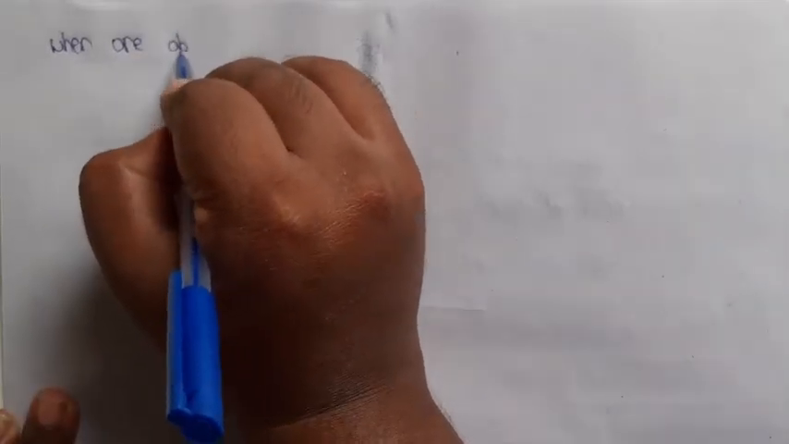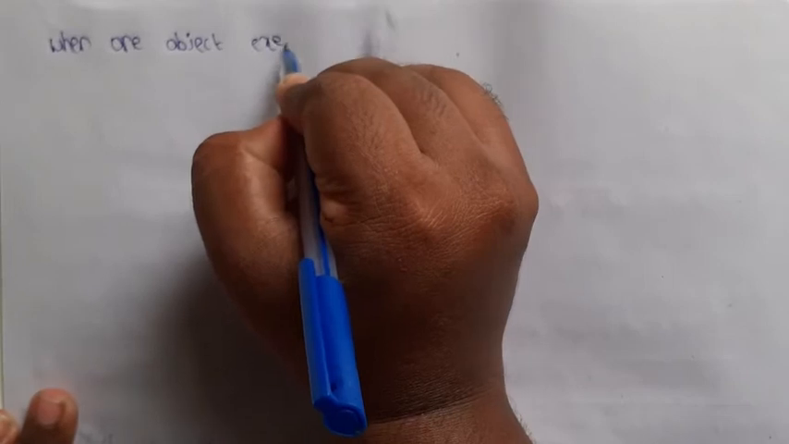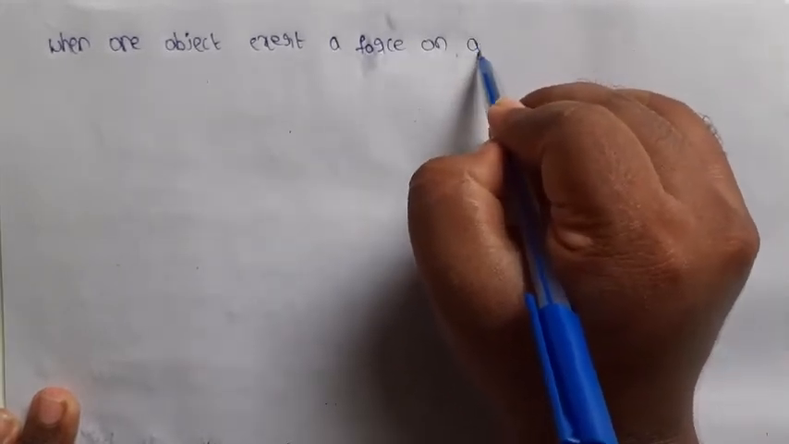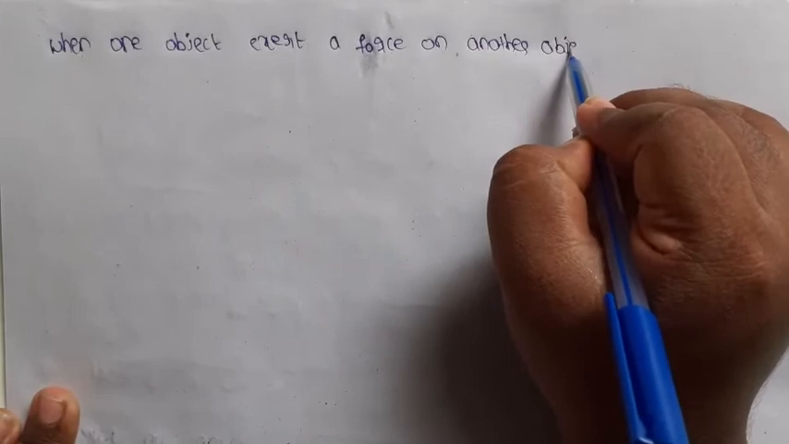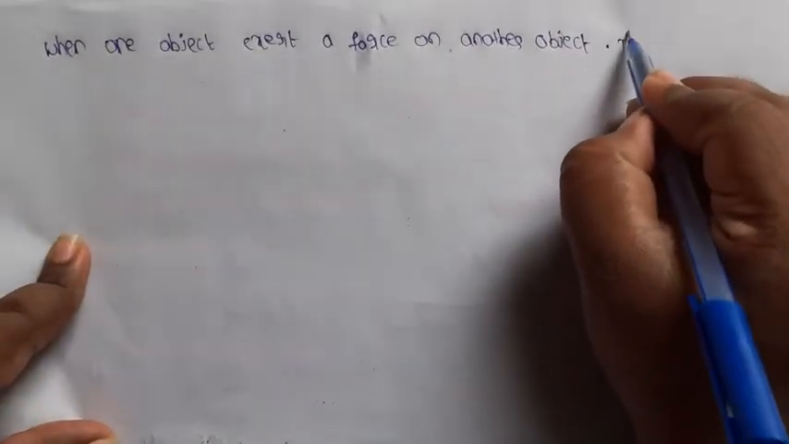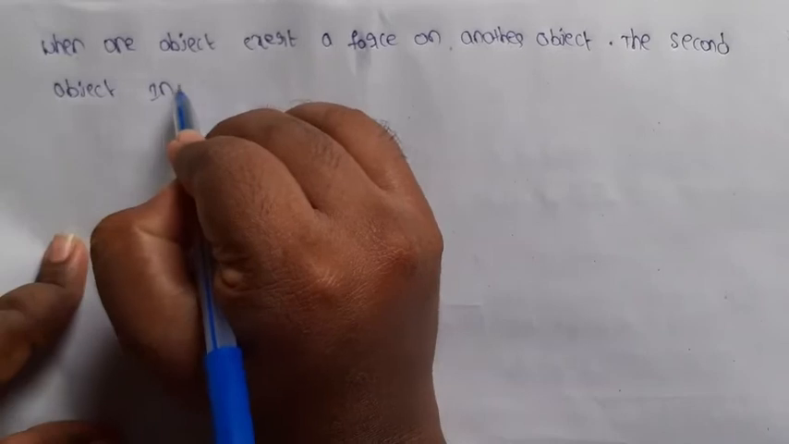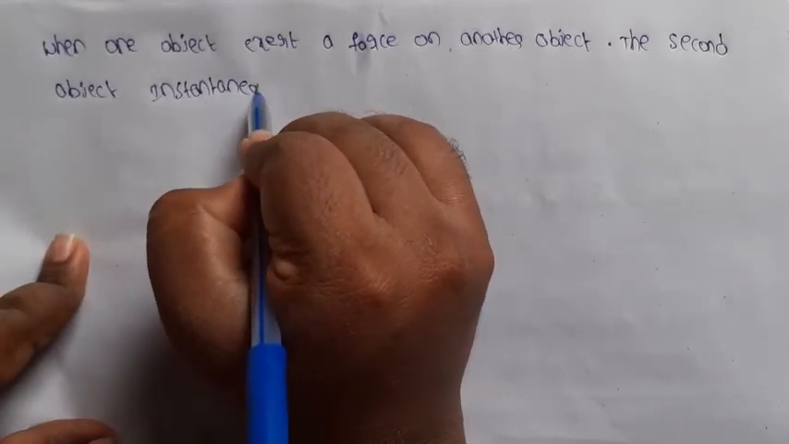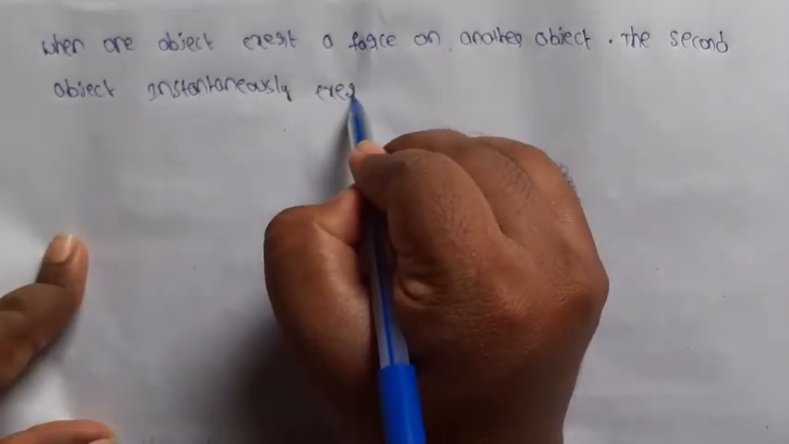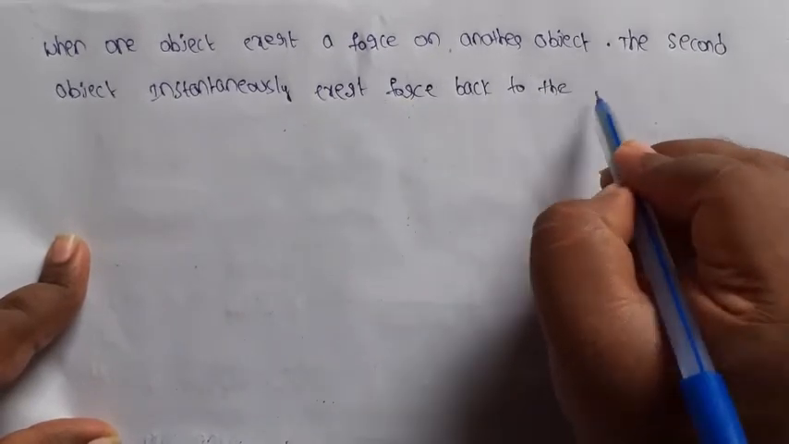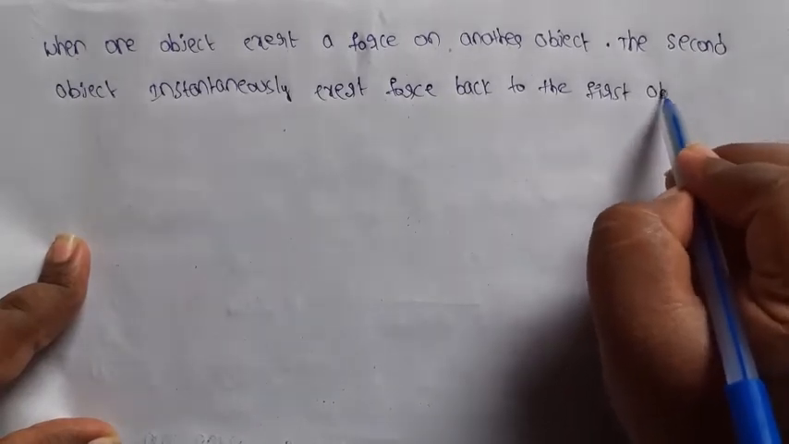From the above three examples, what are we understanding here? When one object exerts a force on another object, the second object instantaneously exerts a force back on the first object.